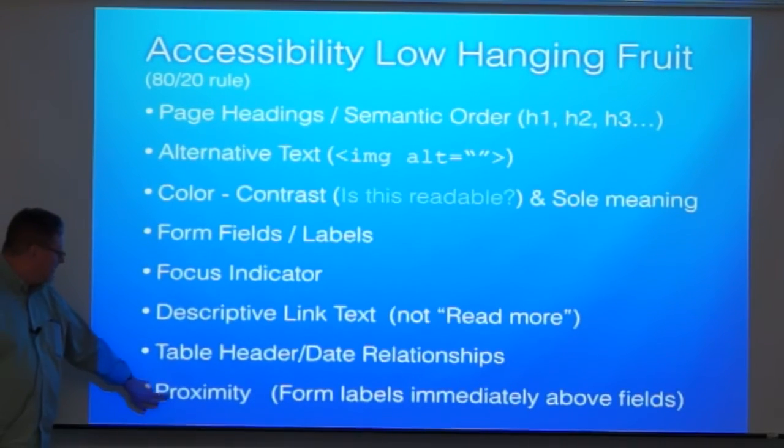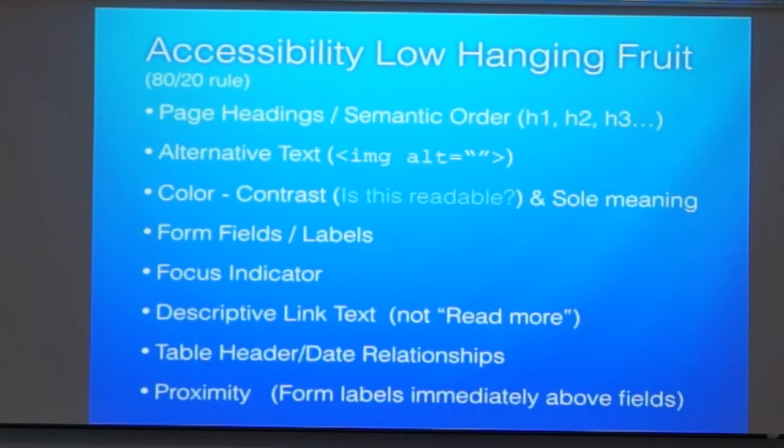And then proximity. Whenever I think of this, I think of Derek Featherstone. He has a great presentation where he does a demonstration. Basically, the whole idea of having a form label to the left and the form field to the right means you're having to go back and forth horizontally. If you have it stacked, like we see on many mobile apps, it's much easier to create that relationship visually.